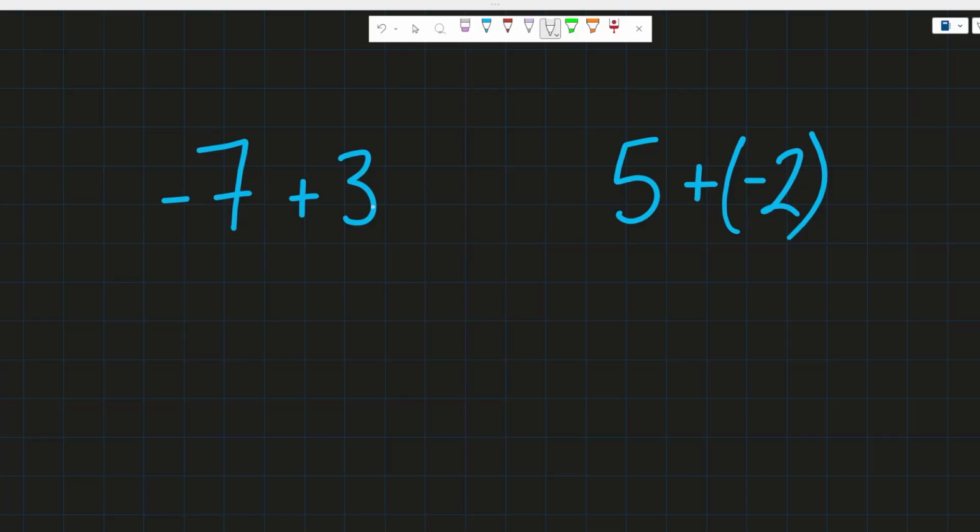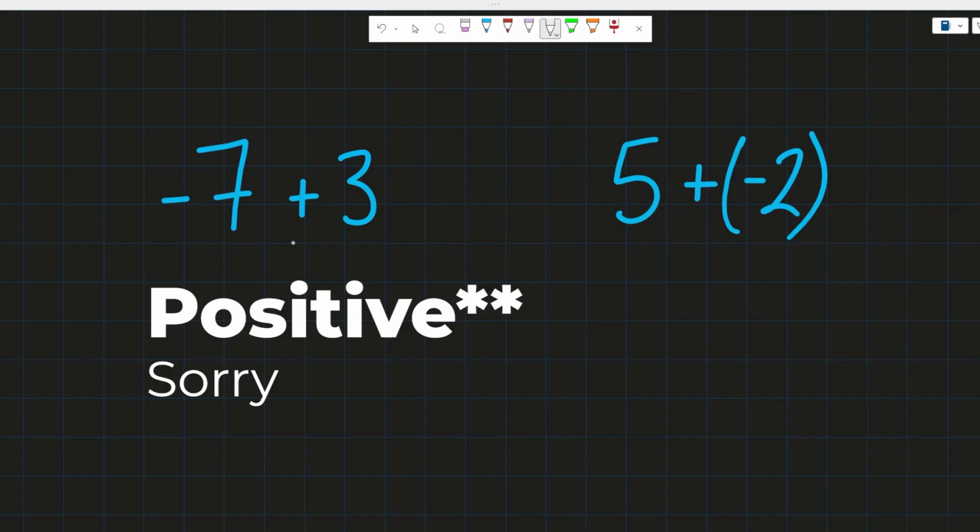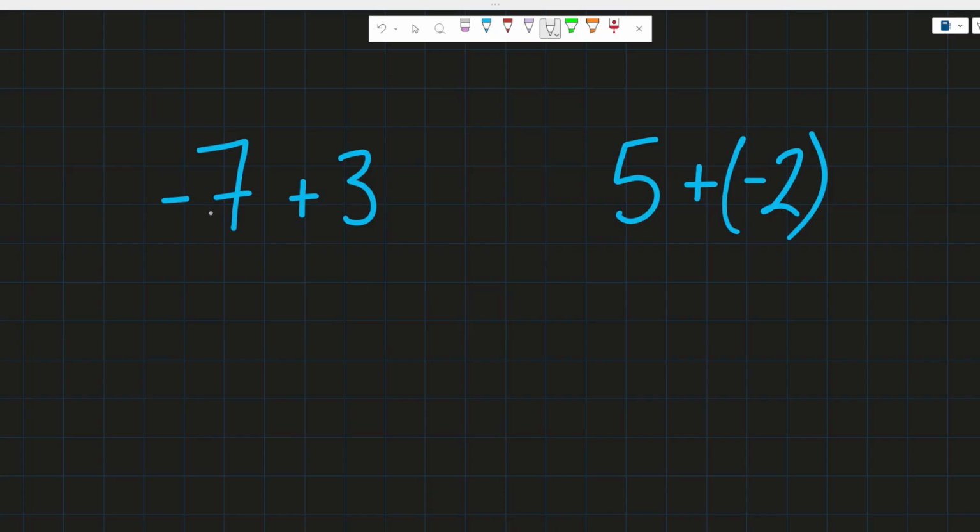So let's practice a couple of these. So here we have negative 7 plus negative 3. Again, when our signs are different, we have a negative and we have a positive. We're going to take these numbers, 7 and 3, and we're just going to subtract them. So 7 minus 3 gives us 4.